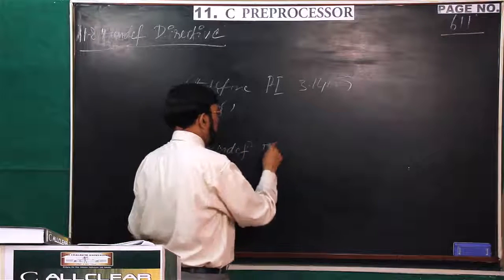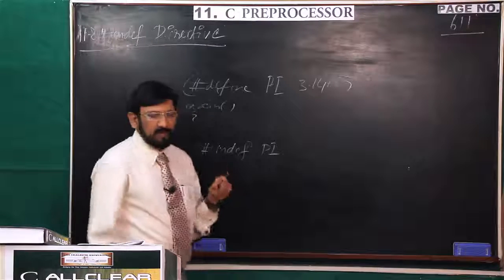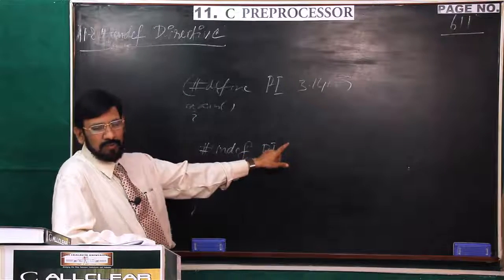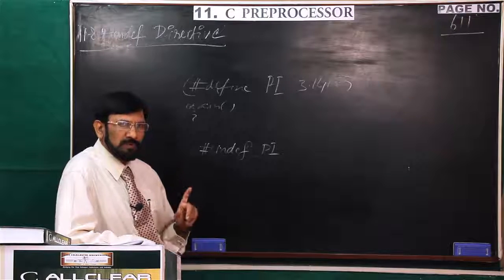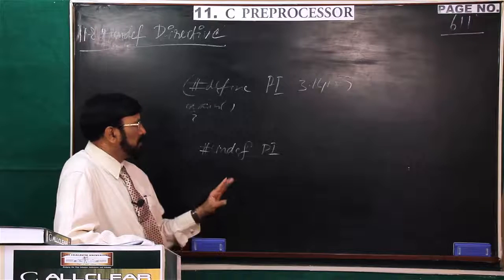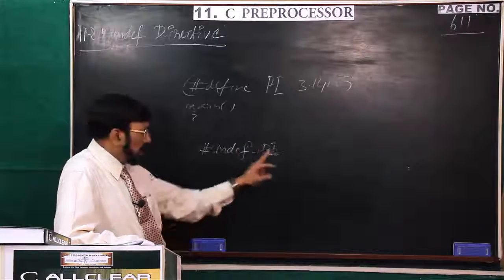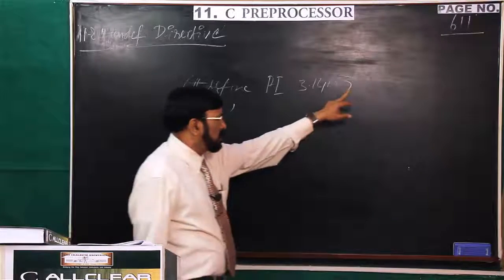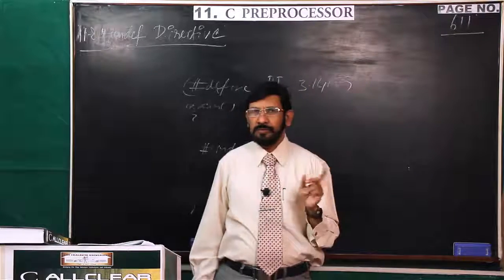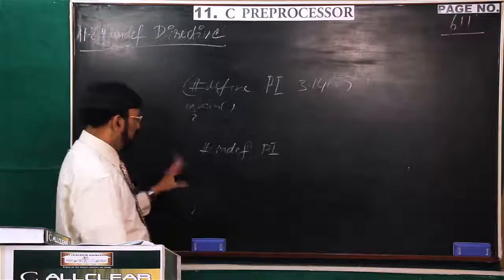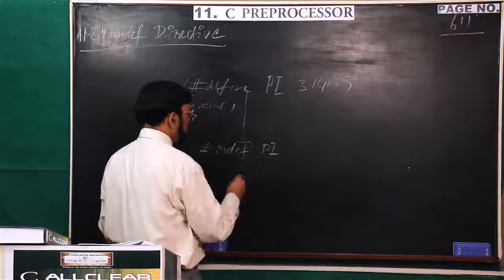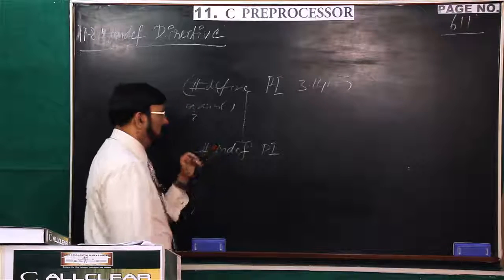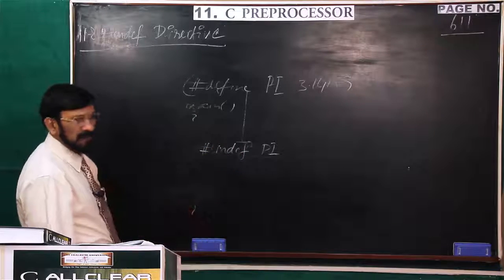pi, that means here also don't put a semicolon. For all preprocessor directives, you must remember these are directives, and preprocessor directives should not be terminated by a semicolon. Now by this what happens? Now up to here only it is applied. Once you undef, it is not applied.